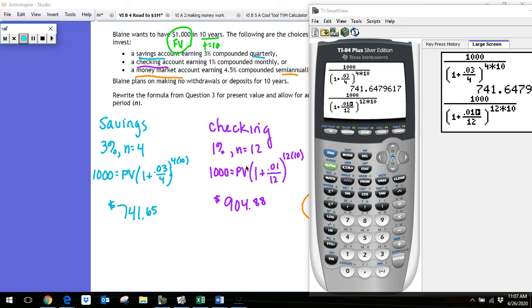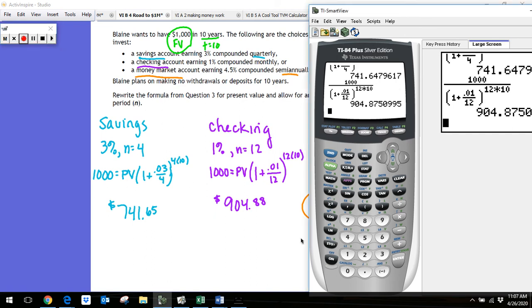Here's purple. All right, so he's trying to figure out how much to put in now. If it grows at 1%, monthly means we put 12s in, still for 10 years. So purple, this is what I have loaded into the calculator now, and he would have to put in more, $904.88.